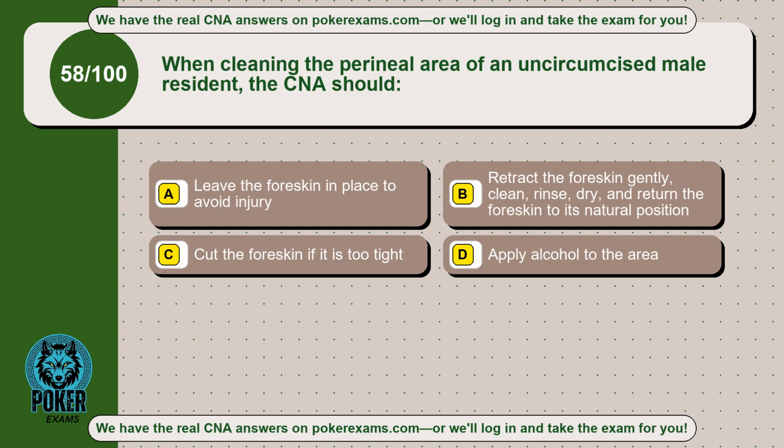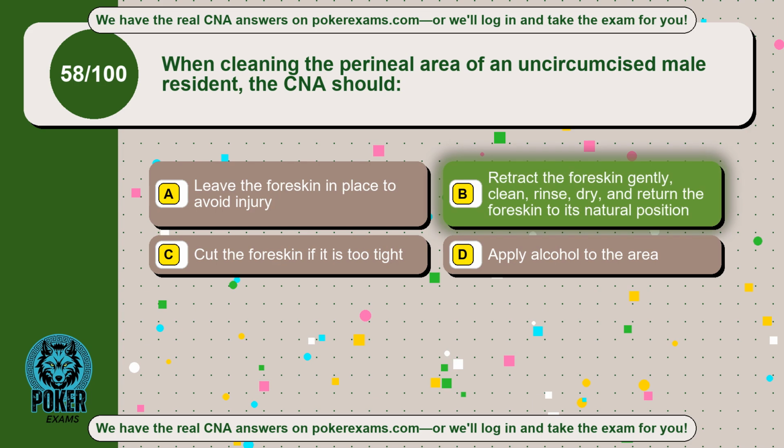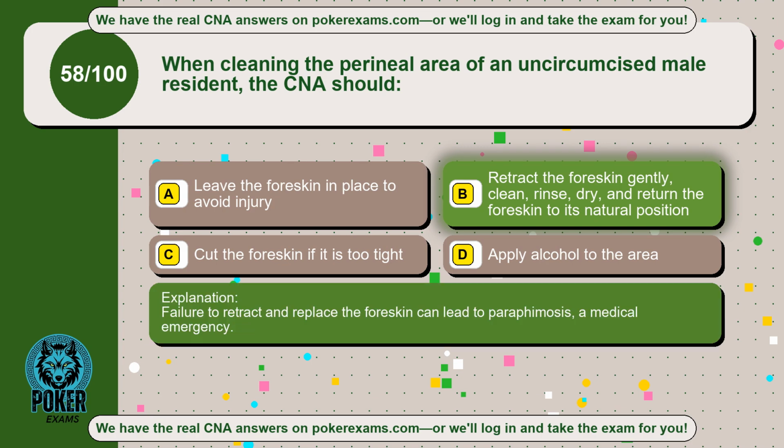Question 58. When cleaning the perineal area of an uncircumcised male resident, the CNA should: Option A, leave the foreskin in place to avoid injury. Option B, retract the foreskin gently, clean, rinse, dry, and return the foreskin to its natural position. Option C, cut the foreskin if it is too tight. Option D, apply alcohol to the area. The correct answer is option B. Retract the foreskin gently, clean, rinse, dry, and return the foreskin to its natural position. Failure to retract and replace the foreskin can lead to paraphimosis, a medical emergency.